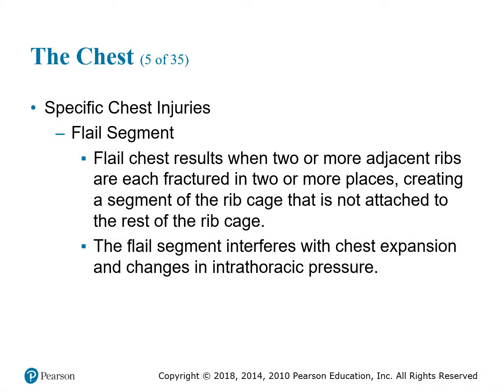Flail segment results when two or more adjacent ribs are each fractured in two or more places, creating a segment of the rib cage that is not attached to the rest of the rib cage itself. The flail segment interferes with chest expansion and changes the intrathoracic pressure.